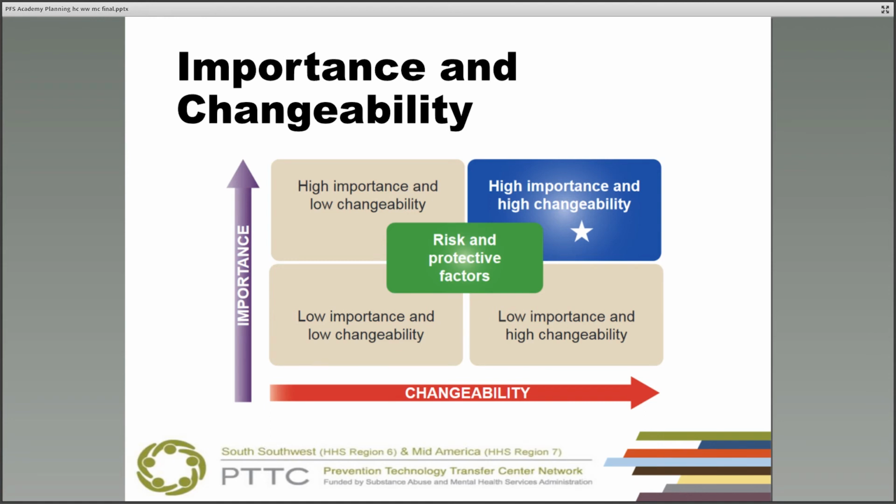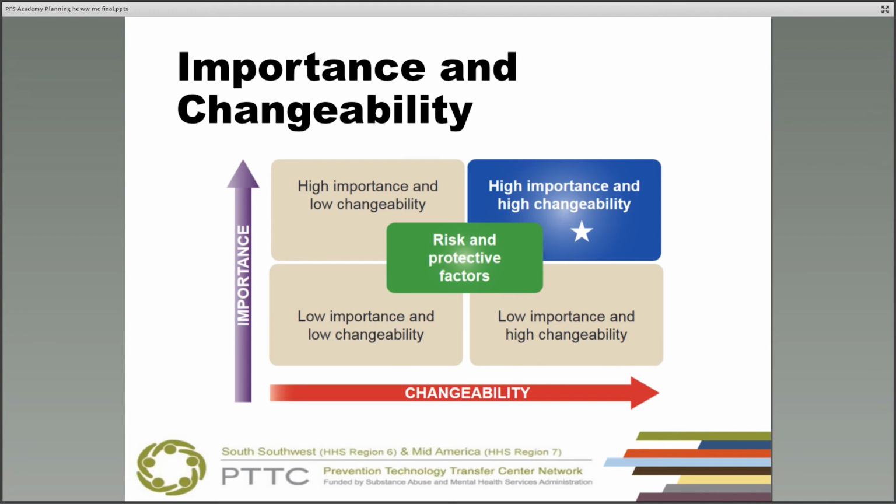So importance really describes how a specific risk or protective factor affects a problem. To determine its importance, first of all, a question that you might ask, how much does this factor contribute to our priority problem? Another question, is this factor relevant given the developmental stage of our focus population? That developmental stage is very, very important.